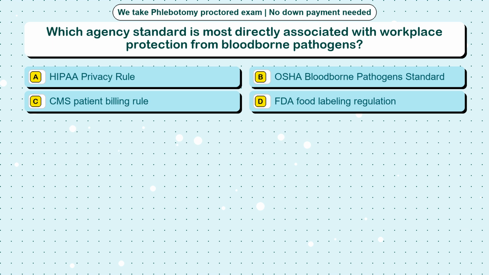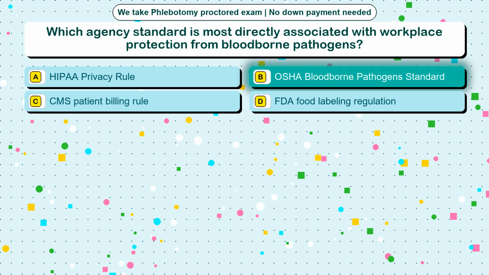Question 52. Which agency standard is most directly associated with workplace protection from bloodborne pathogens? Option A, HIPAA Privacy Rule. Option B, OSHA Bloodborne Pathogens Standard. Option C, CMS Patient Billing Rule. Option D, FDA Food Labeling Regulation.